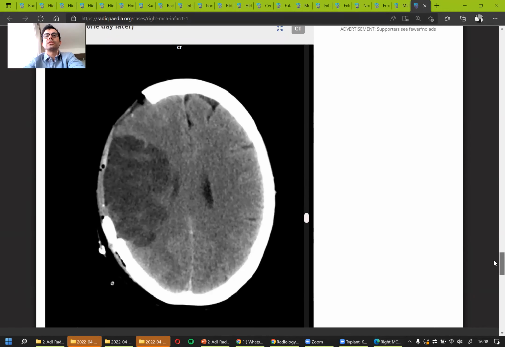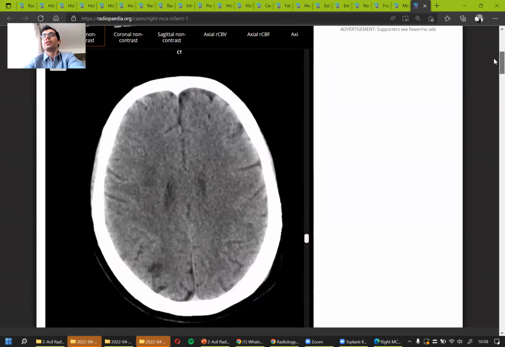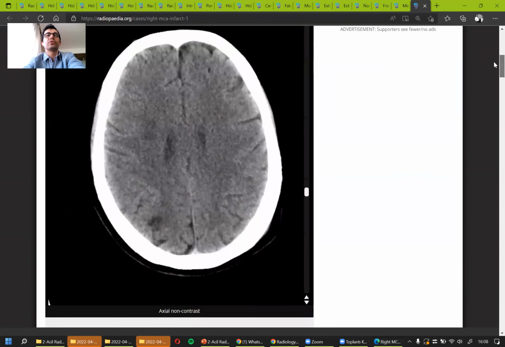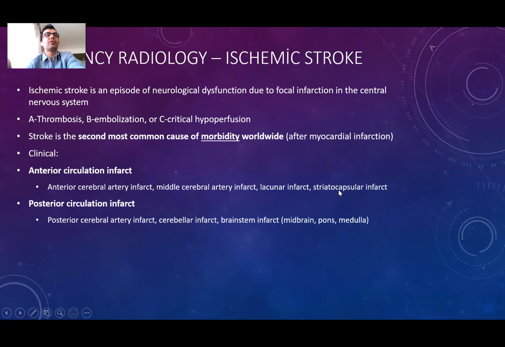I wanted to show you this just for you to see the appearance of ischemic stroke on brain CT imaging. So let's go to our lecture slides and look at it at a theoretical level. Starting from the beginning, ischemic stroke is an episode of neurological dysfunction due to focal infarction in the central nervous system. It can be thrombotic, embolic, or due to critical hypoperfusion.